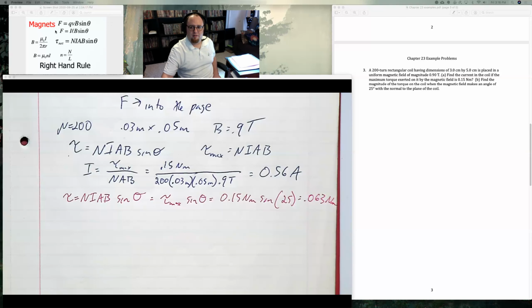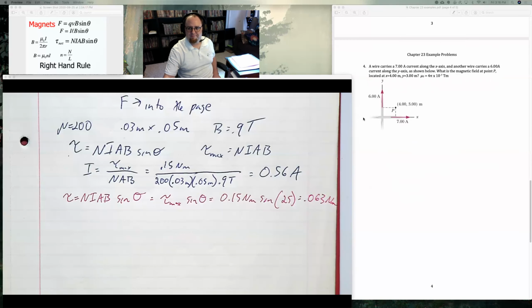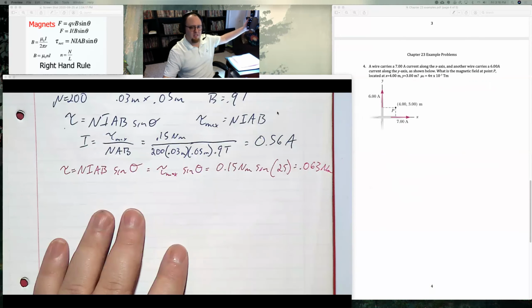Okay, let's try to get something a little more complicated. And this one isn't still that much more complicated. I should really change the packet problems for this chapter to have more to them. But honestly, it's a pretty straightforward chapter, other than the right-hand rule stuff.